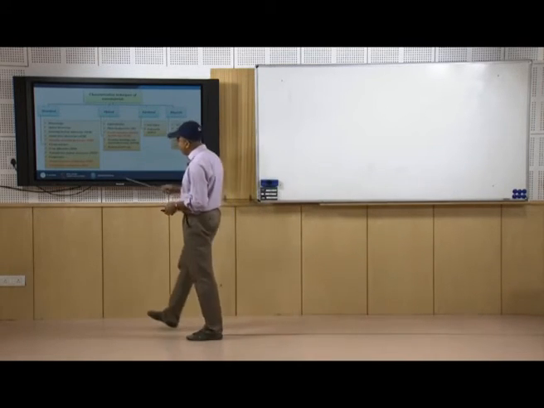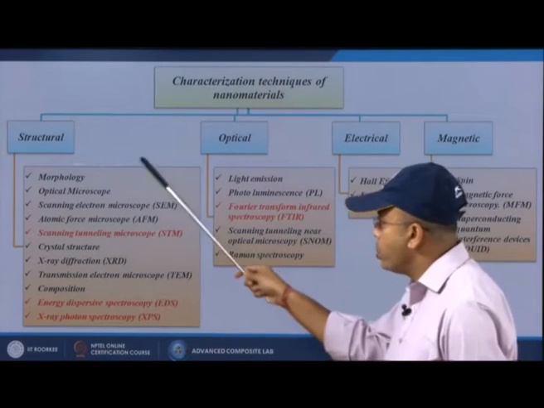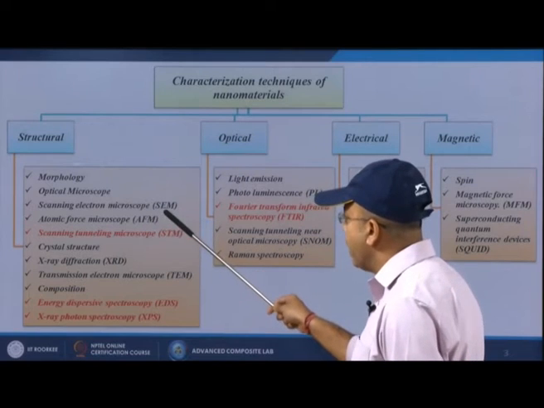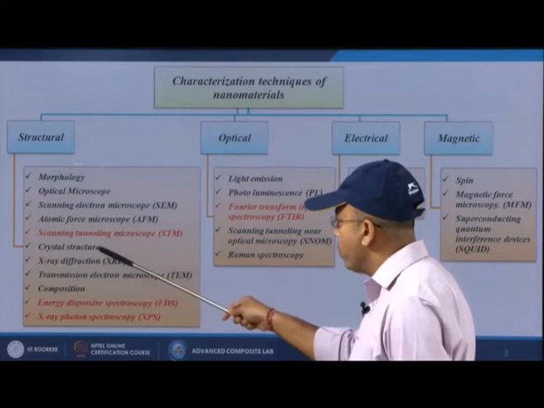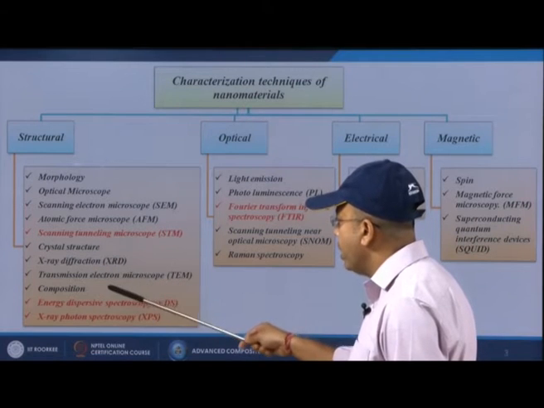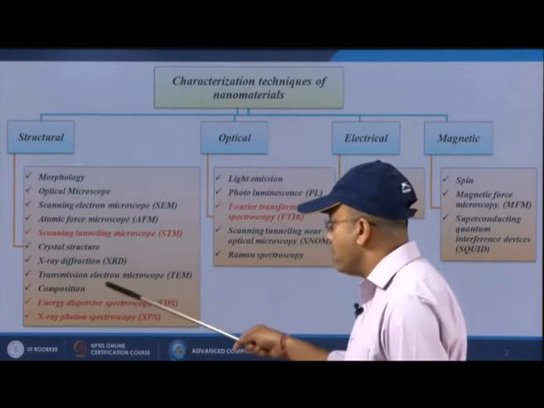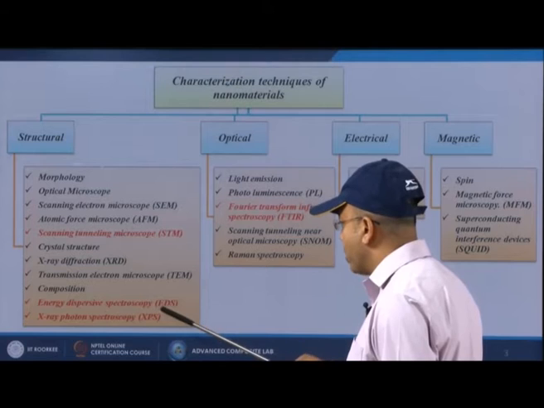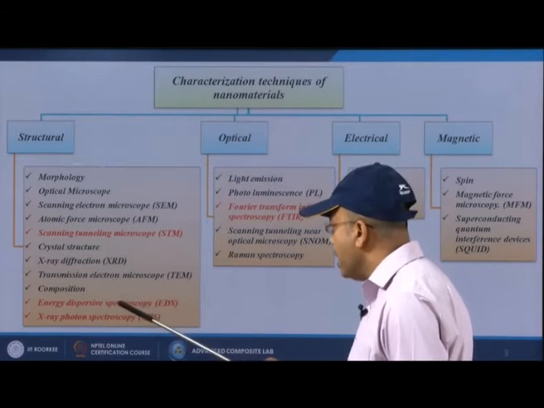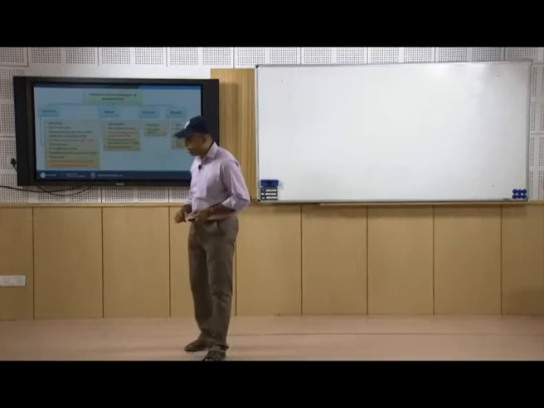When we talk about structural characterization, there are n number of applications. For morphology: optical microscope, scanning electron microscope, atomic force microscope, scanning tunneling microscope. For crystal structure: X-ray diffraction and transmission electron microscope. For the composition of the coating materials: energy dispersive spectroscopy, in short known as EDS, and X-ray photoelectron spectroscopy, in short known as XPS.